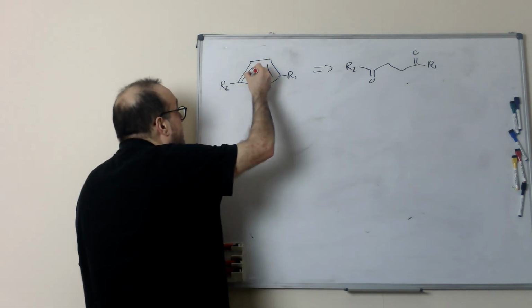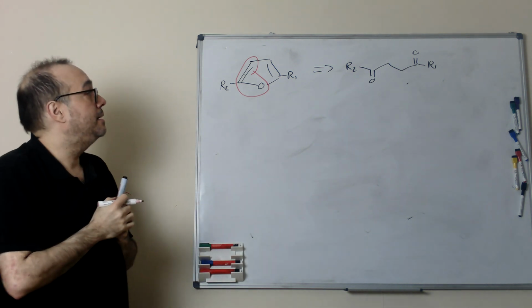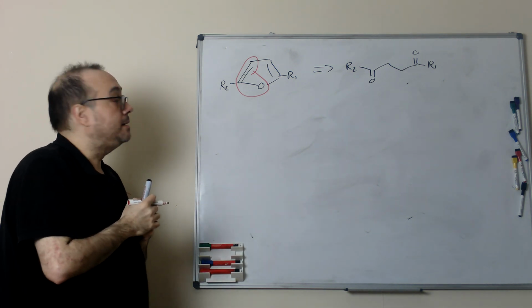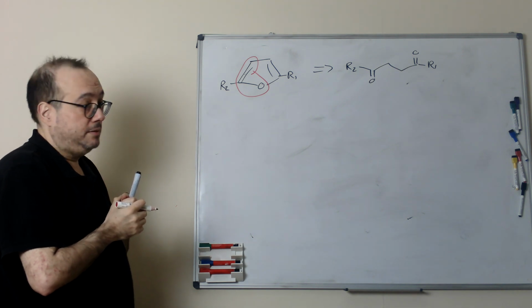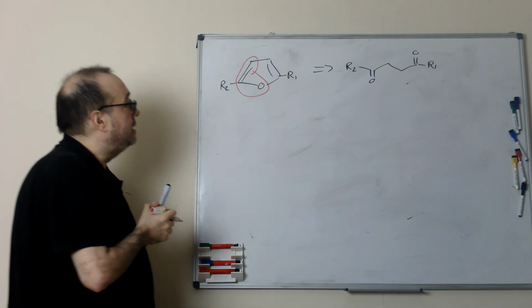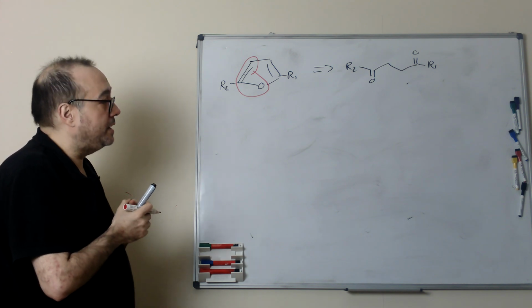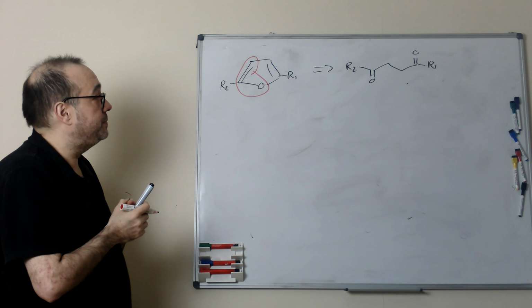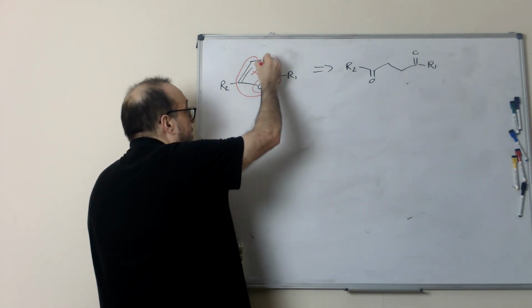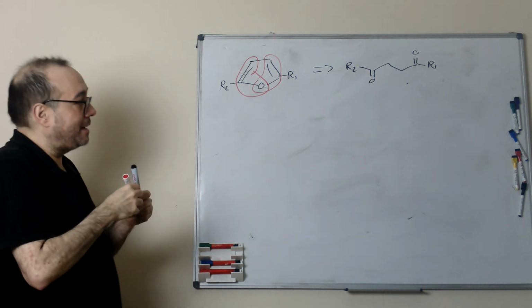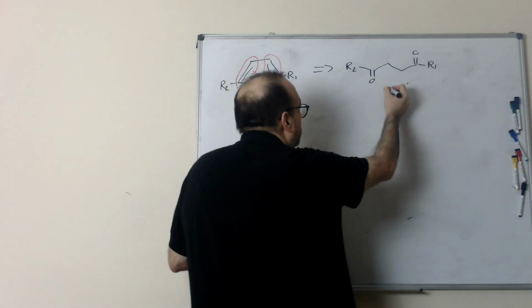Okay, what is this? This is an enol ether. Remember the enol ethers are formed by the addition of an alcohol to a ketone. And here we have another enol ether. We can start from the 1,4-dicarbonyl compound, and the only thing that we need is to add acid.